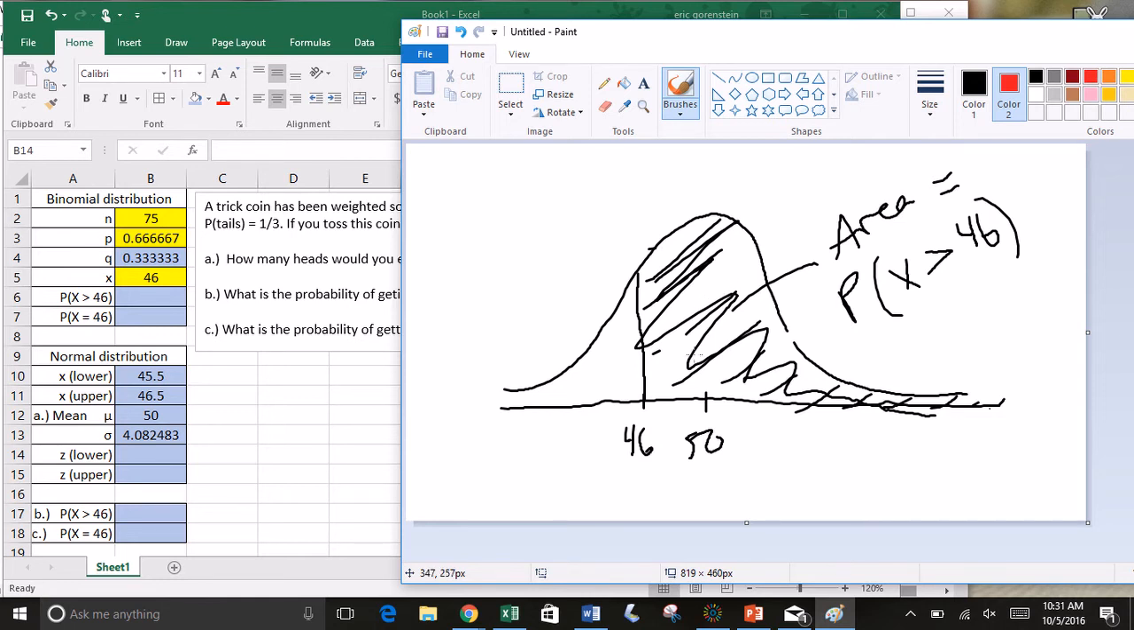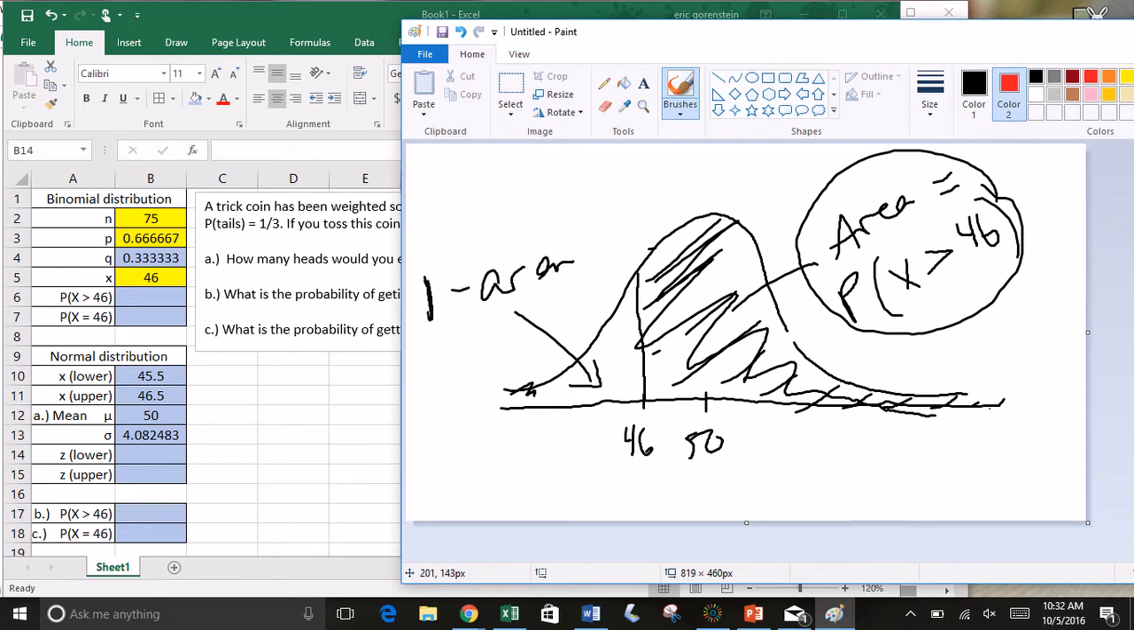So remember, Excel can only calculate cumulative values from the left. So negative infinity up to 46. So this area, let's see if that works. This area over here is going to be the complement. So area on the left is equal to the complement of the area on the right and vice versa. So this area that we're looking for is equal to 1 minus the area to the right. Sorry for the handwriting, it's difficult to write.